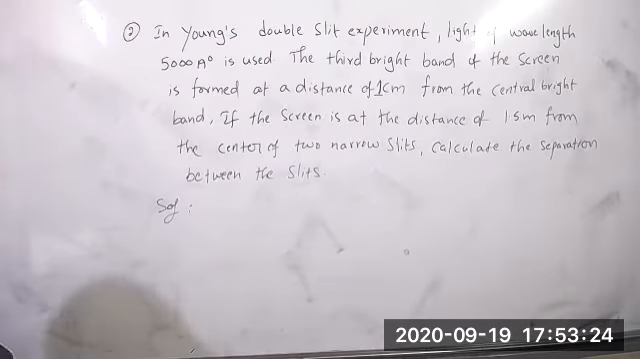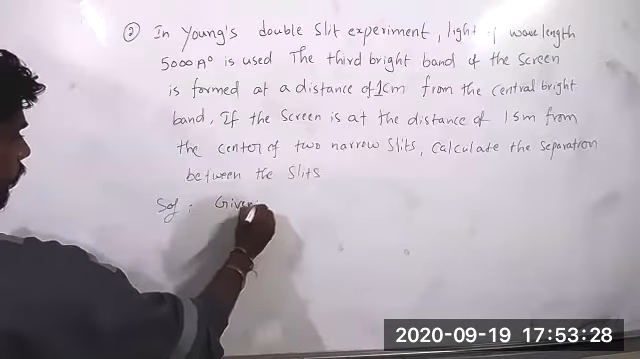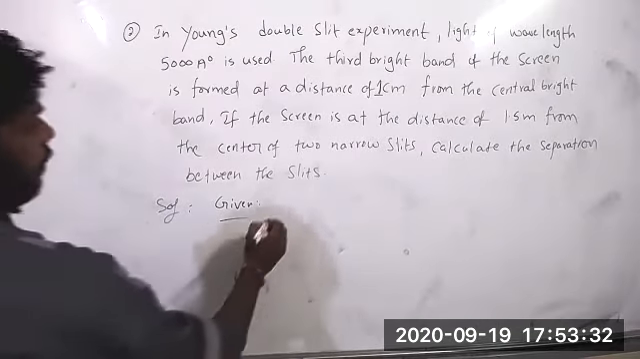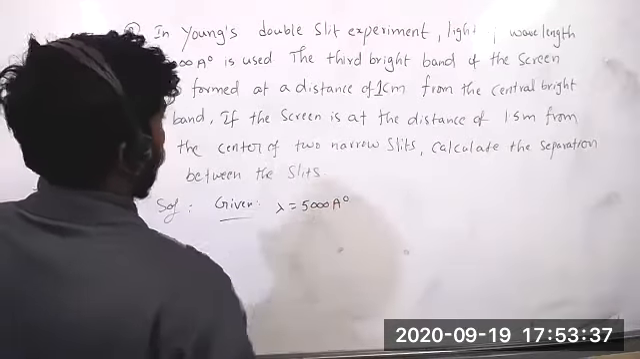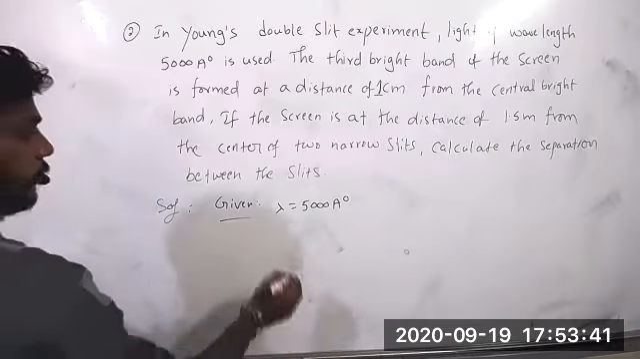What have they given? Given wavelength lambda equal to 5,000 angstroms. That's what they have given. So every time, if you have angstroms, you should change into meters.